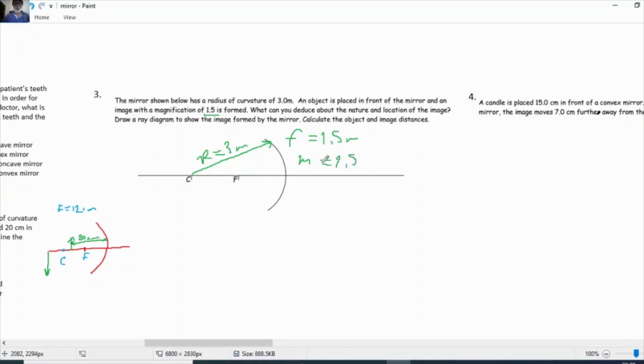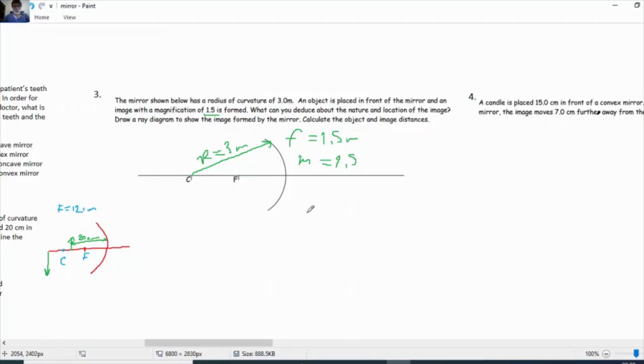What does 1.5 magnification mean? First of all, the absolute value of the magnification is bigger than 1. It means the image size is bigger than the object size. Second, since this is a positive value, it means that the image is an upright image. So, what can you deduce about the nature and location of the image? Draw a ray diagram to show the image formed by the mirror.